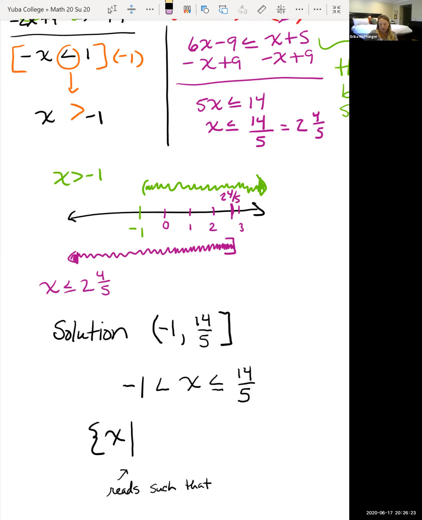And then you put the stipulation that x has to be. So it's the set of x such that, well, define what x has to be. Well, we have it defined up here. x has to be in between, it's our inequality, -1, which is less than x, which is less than or equal to 14/5, or you can write it as 2 4/5, or 2.8. So these are all different ways to write the same thing.